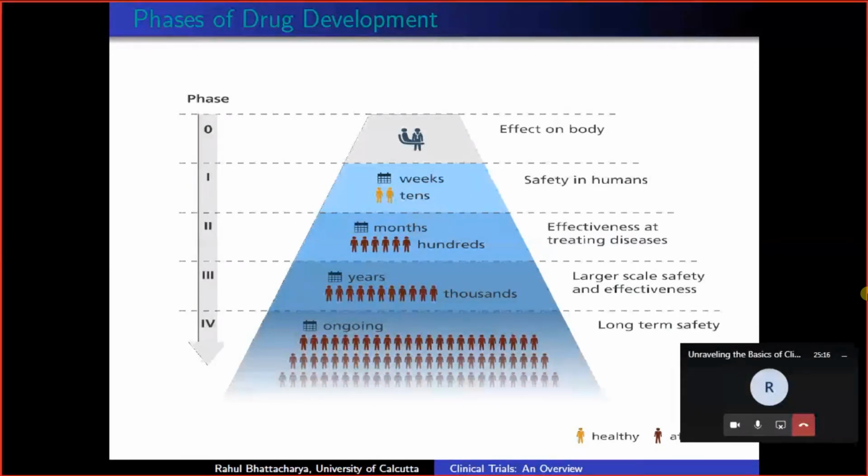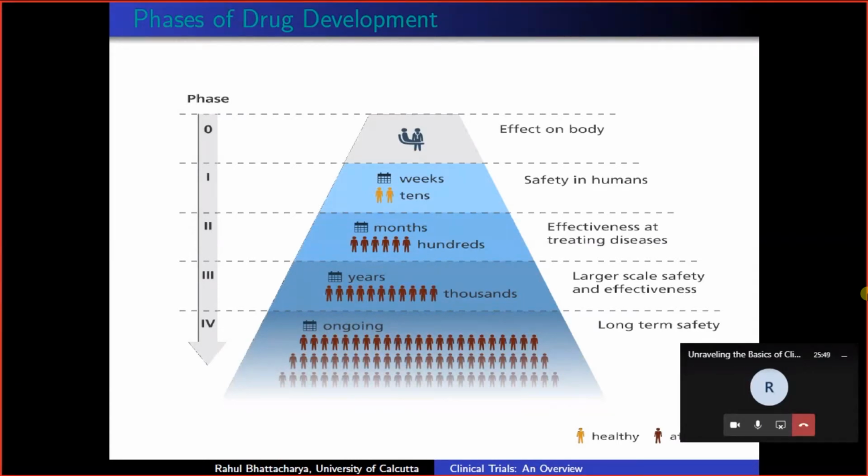Next comes phase 2. If your substance is good enough to pass phase 1, then it comes to phase 2. Now look at this phase 2. The duration is more than phase 1. That is, it involves months and it involves hundreds of patients. So the recruitment is huge. And what is the objective? The objective is to study the effectiveness of the substance at treating diseases.